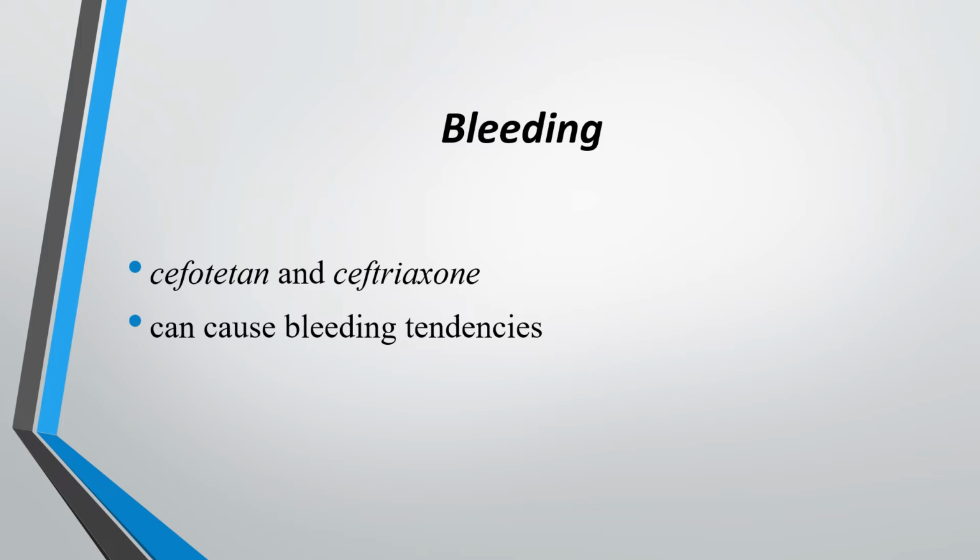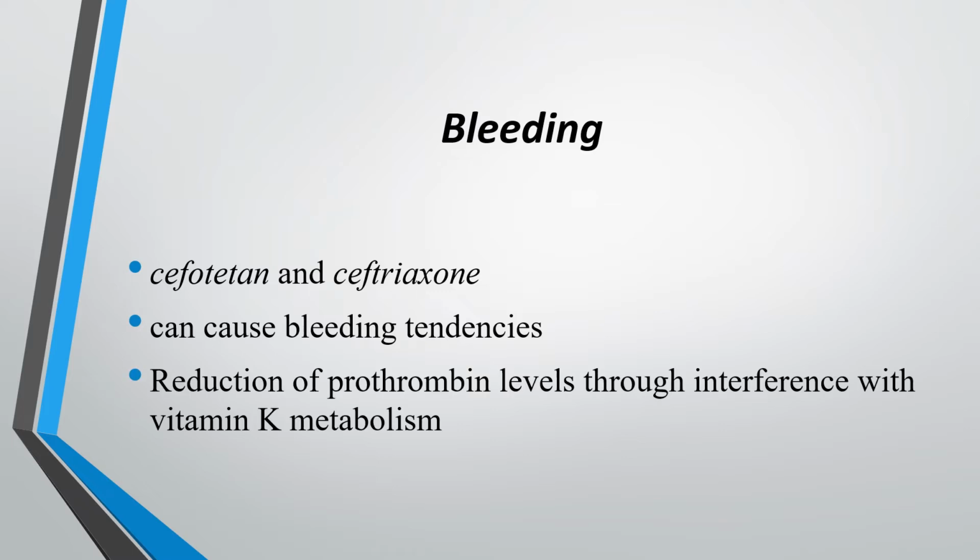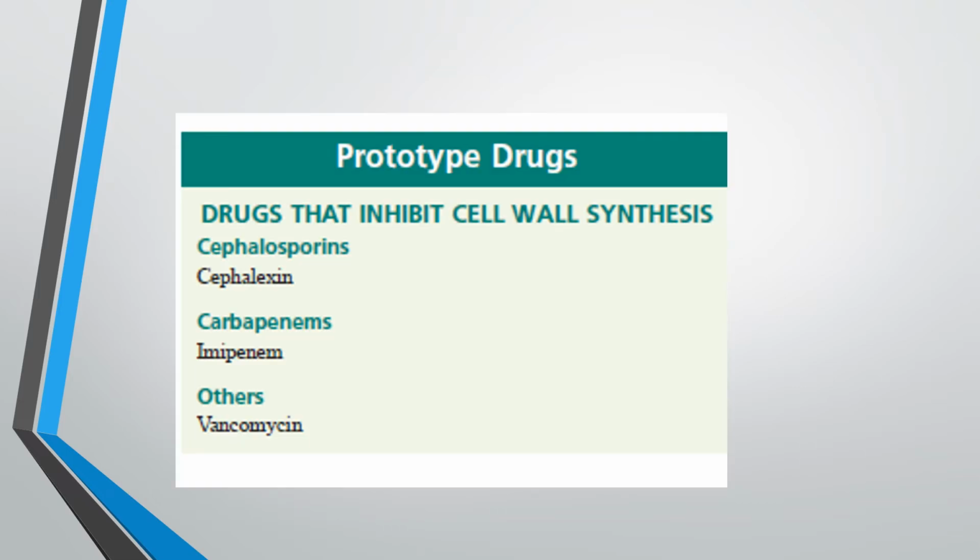Another adverse effect would be bleeding. Two cephalosporins, your cefotetan and your ceftriaxone, can cause bleeding tendencies. The mechanism is reduction of your prothrombin levels through interference with vitamin K metabolism. And now for your prototype drugs. The prototype drug for your cephalosporins is your cephalexin, for your carbapenems, your imipenem, and we have your vancomycin that will be discussed later on.